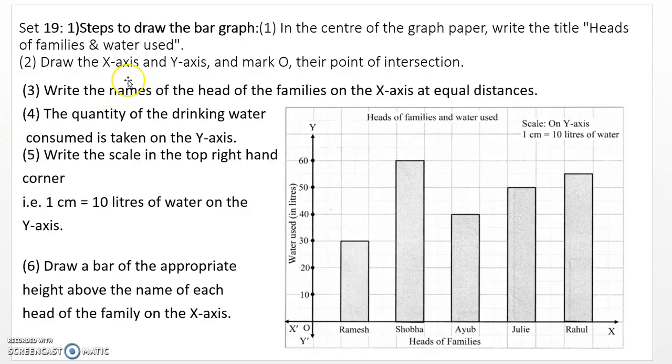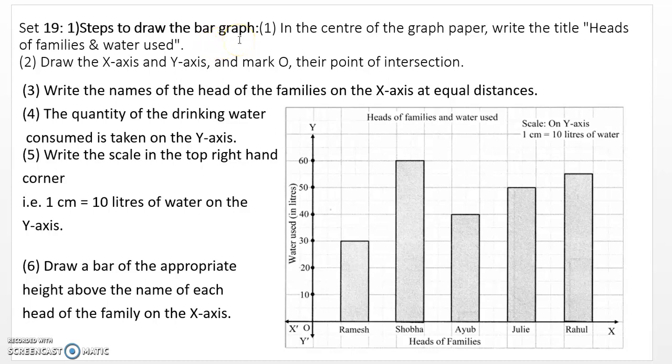Now student, you will draw the graph on graph paper or in the graph book. If you have the graph book, draw in that, or if you don't have the graph book, then draw on graph paper. In the graph book, one side will be a graph and the other side will be single lines. So on the single line page you write the question, and on the graph you draw the graph. Here the steps to draw the bar graph are given. This also you will write in the book.